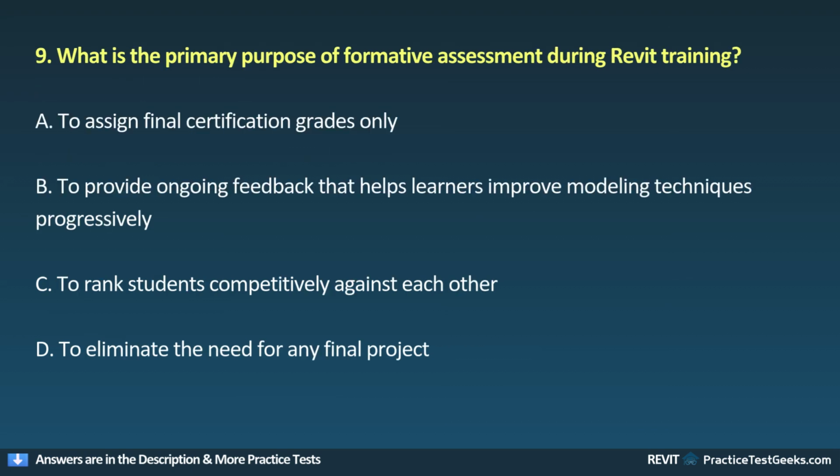9. What is the primary purpose of formative assessment during Revit training? A. To assign final certification grades only. B. To provide ongoing feedback that helps learners improve modeling techniques progressively. C. To rank students competitively against each other. D. To eliminate the need for any final project.